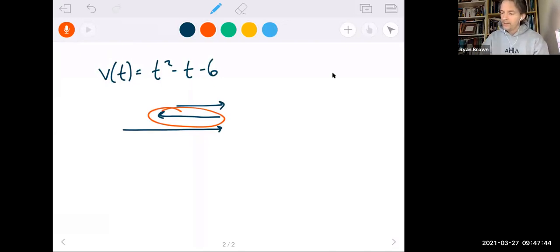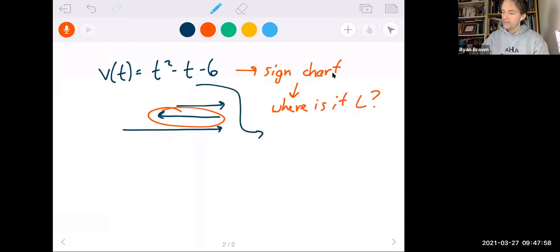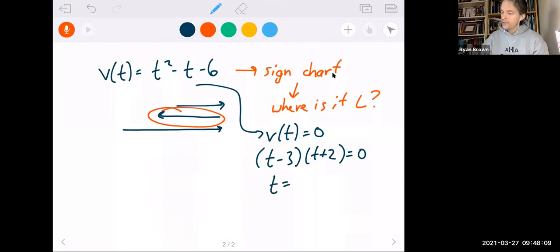So let's go ahead and do a sign chart, or a sign graph, because our idea is, where is it moving left? Well, if we set this equal to 0, we should be able to factor it very nicely. And we're good. That means t equals positive 3 and negative 2. Great. Well, time can't be negative, right? So we did beautiful algebra here, but we can't include that number because it doesn't exist.